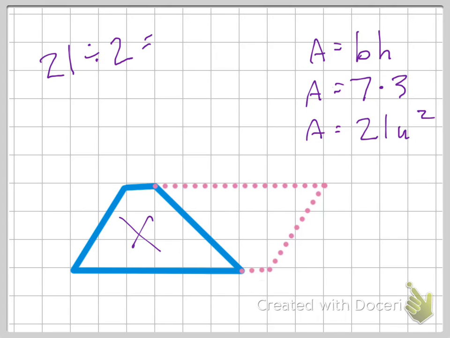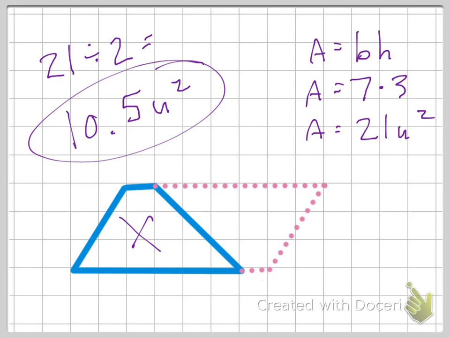Half of 20 is 10, half of 1 is a half. 10 plus a half would be 10 and a half units squared. And again, that is the area of just this one trapezoid, because we doubled the trapezoid with the parallelogram, and now we're cutting in half to find the area of just one of the trapezoids.